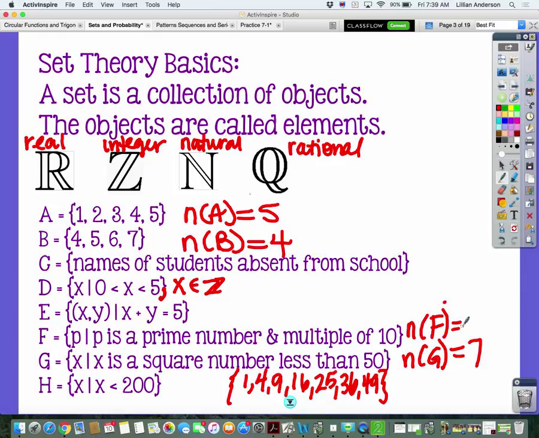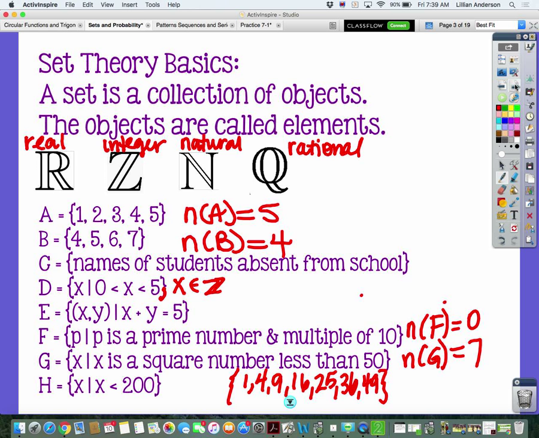Now, if you try to do that for F, N of set F, what is the number of elements in set F? Well, if you look, it's the set of P values such that P is a prime number and a multiple of 10. If you remember from your definition, prime numbers are numbers that are only divisible by 1 and itself. And if a number is divisible by 10, then it's not prime. So the number of elements in F would actually be 0, because there are no numbers that are prime numbers and multiples of 10. F would also be called an empty set, because there are no numbers that fit this particular stipulation.